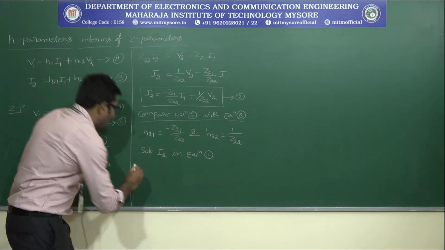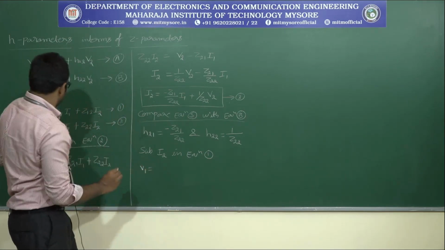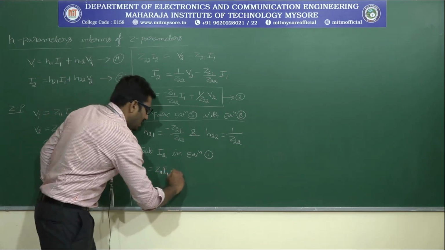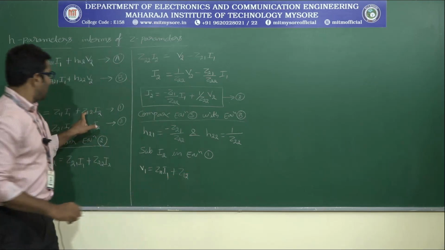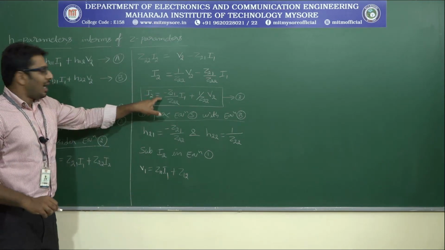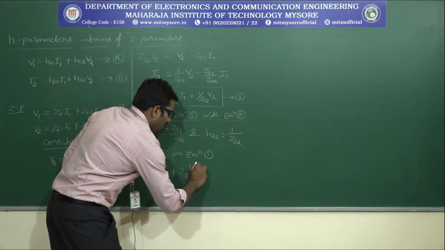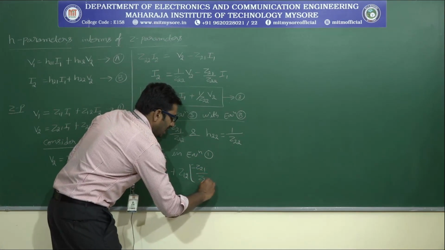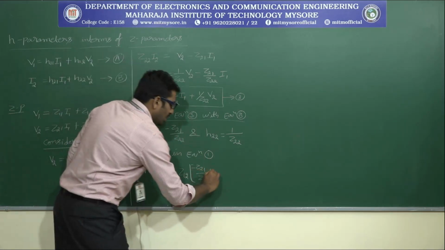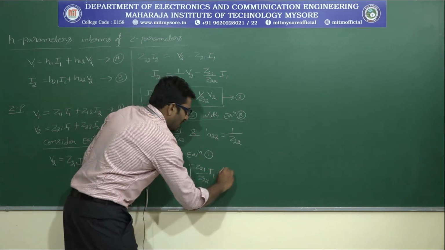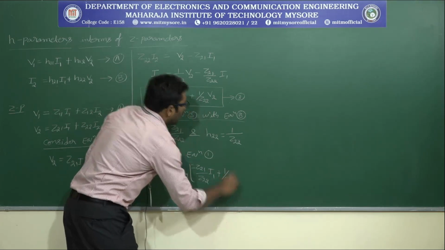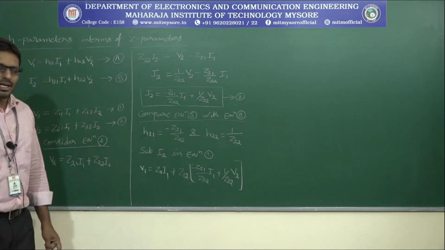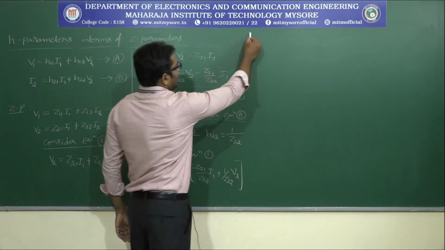So, what is equation 1? V1 is equal to Z11 I1 plus Z12 I2. What is I2? I2 is minus Z21 divided by Z22 into I1 plus 1 by Z22 into V2. Close the bracket. Is that clear? Now, simplify this equation.